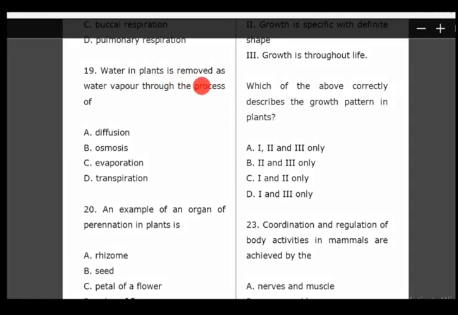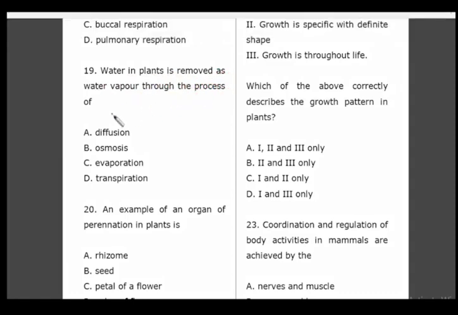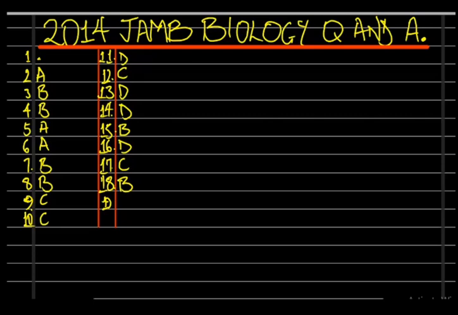Water in plants is removed as water vapor through the process of A. Diffusion, B. Osmosis, C. Evaporation, and D. Transpiration. The answer to this question is transpiration. It is not diffusion nor is it osmosis. Diffusion is movement of materials from a region of higher concentration to a region of lower concentration until there is an even distribution. So it is not diffusion and it is not osmosis. It is also not evaporation. The process is called transpiration. That is the answer to question 19. Transpiration is a process whereby water molecule is taken out of plants into the surrounding. So that is the answer to question 19.